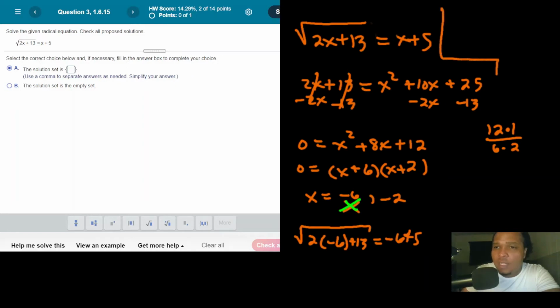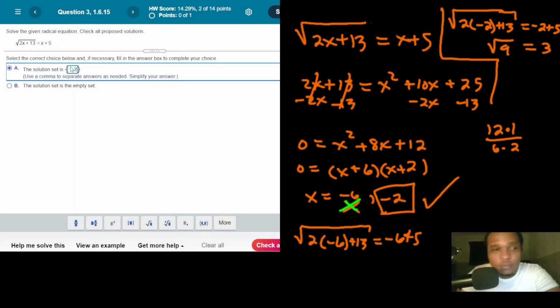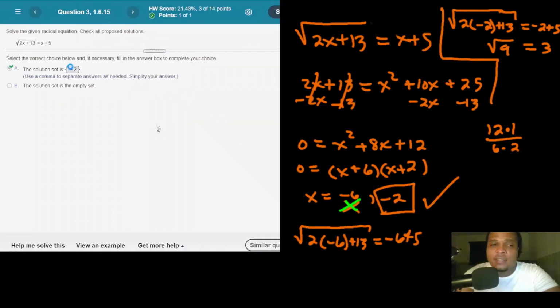So I'm going to plug in up here. This is the square root of 2 times negative 2 plus 13 inside the square root equals negative 2 plus 5. Well, the right-hand side is okay because negative 2 plus 5 is 3. But over here on the left, we have negative 4 plus 13, which is the square root of 9, which is okay. Is the square root of 9 equal to 3? Absolutely. So negative 2 is your only solution that you're going to use here. Let's go ahead and enter that in. Excellent.